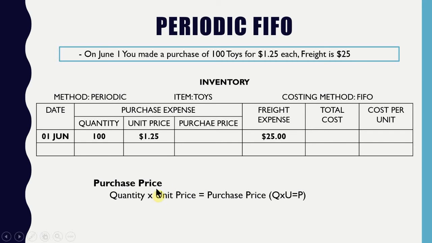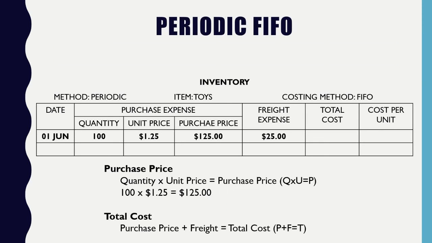Quantity times price per unit. Okay, so it's going to give you what? $125. Yes. So again, this is the inventory worksheet. This is what you will be utilizing to calculate the cost that you're looking for. All right, good. So we have that $125.